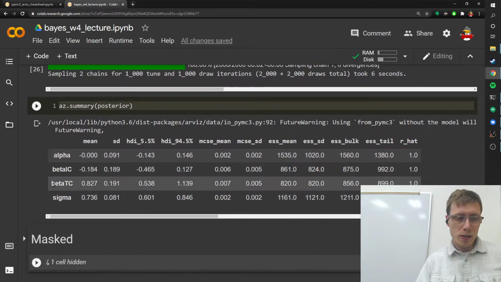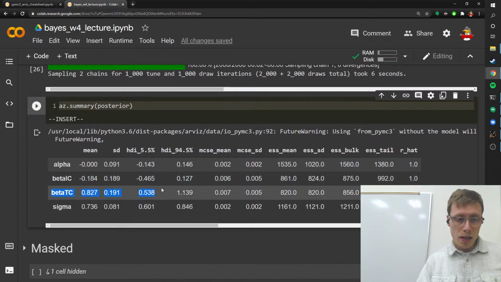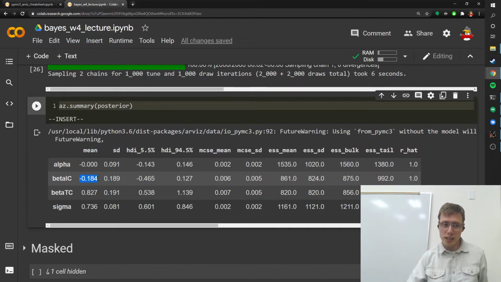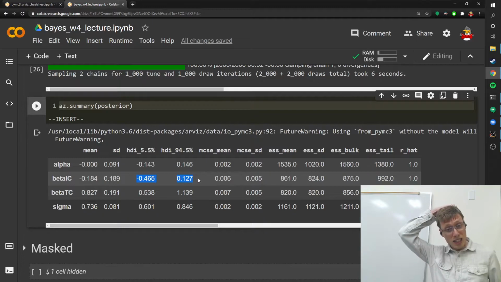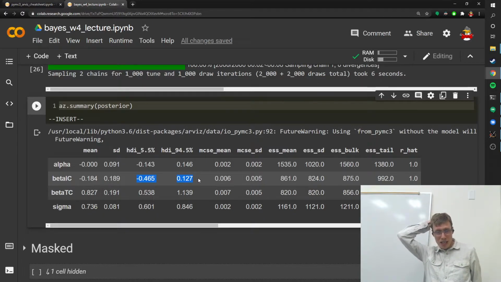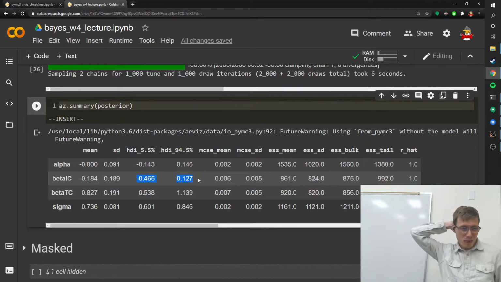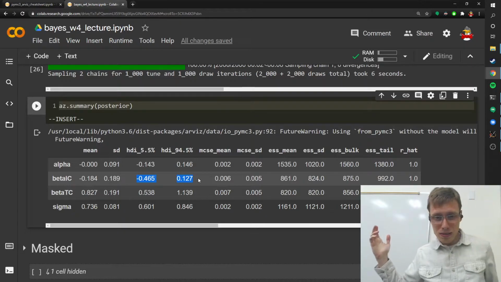Cool. So here we go. First of all, the effect of temperature on crime is very positive, right? And the effect of ice cream on crime is now gone from its strong positive correlation down to now being negative 0.18, but our 89% compatibility interval ranges from minus 0.46 all the way up to 0.12. So we really are not too sure what the effect is. It could be negative, but there's also a decent chance that it's a positive effect, right? Or we can just say, well, there's not strong evidence that there even is one.